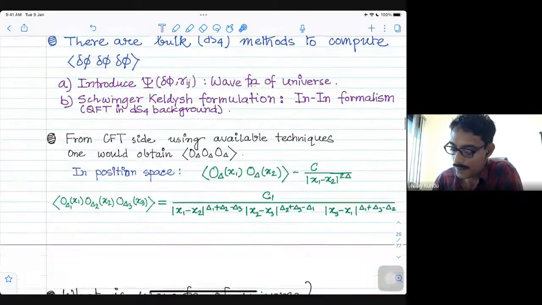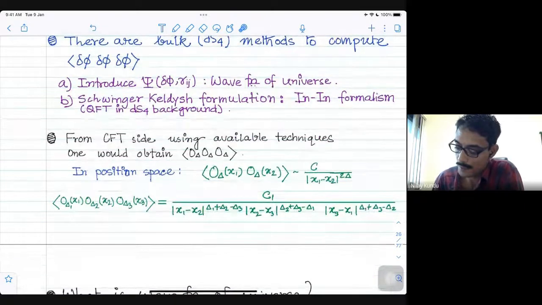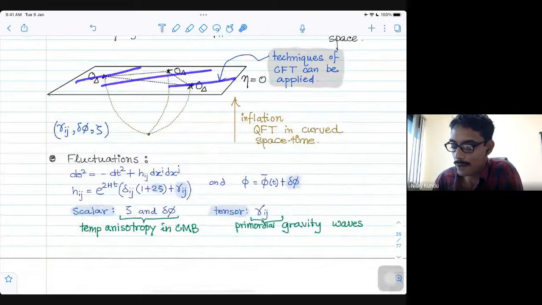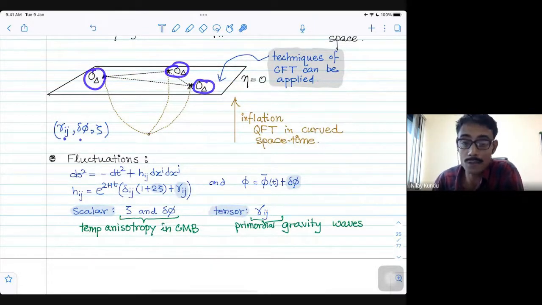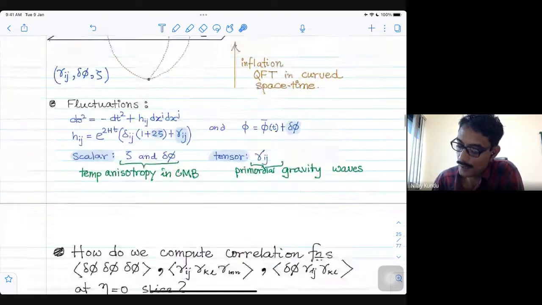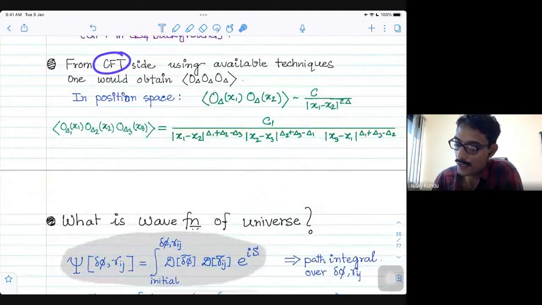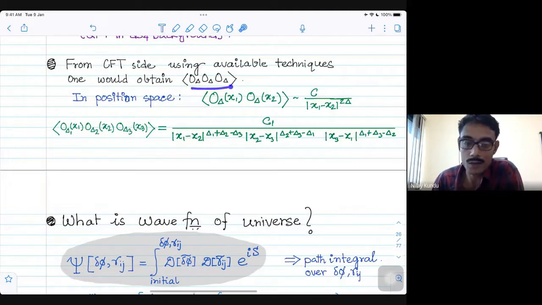Now, from the CFT side, as we have understood that we're focusing on this slice, we will have different operators corresponding to the late time values of these different bulk modes, and we would like to understand how we can use symmetry, as in conformal field theory, to obtain different correlation functions.